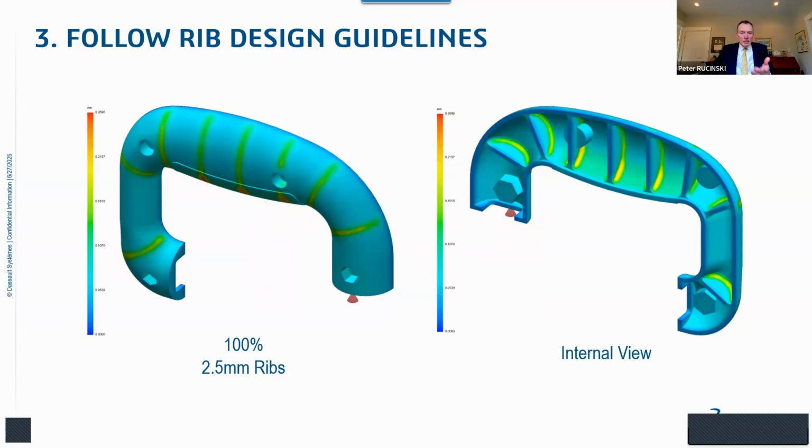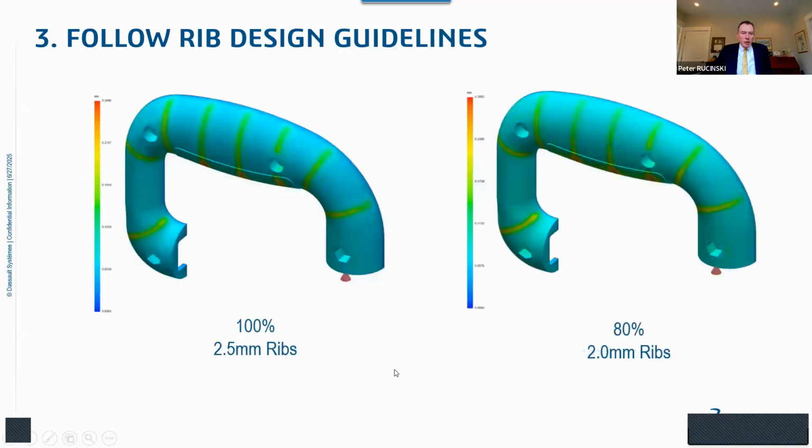Here's an example here. We have this handle with these reinforcing ribs. This is just showing you the exterior and the interior of the handle, where the base of the ribs is the same thickness as our nominal wall thickness, 2.5 millimeters. And then what you're seeing here is our sink mark predictions. So these green or light green lines that you see, these are the sink mark predictions.